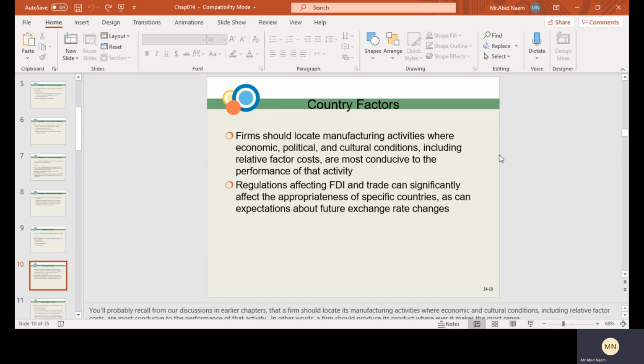Regulations affecting FDI: government regulations such as preference to the local manufacturer through subsidies can hurt FDI, and trade can significantly affect the appropriateness of specific countries as expectations about future exchange rates are encouraged.